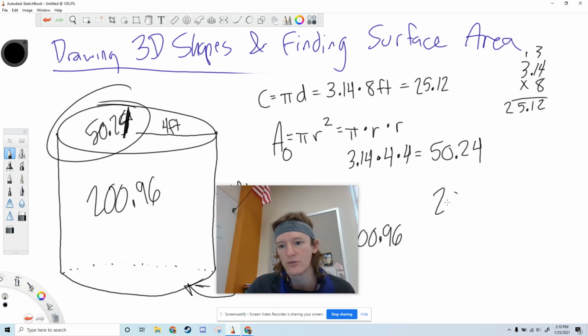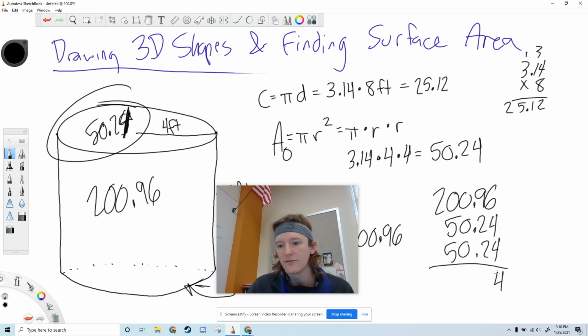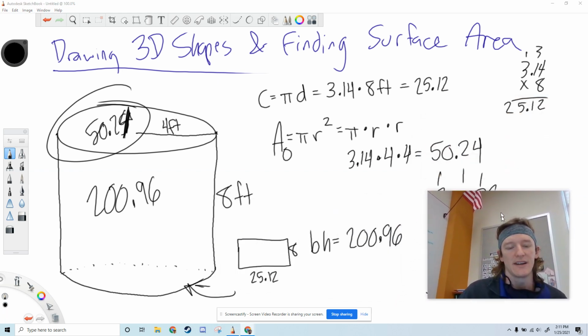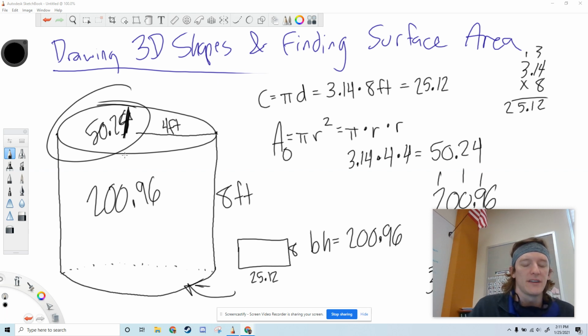So let's add those up. We've got 200.96 and two circles that are 50.24. And I'm going to double check because I did this super quick. 200.96 plus 50.24 plus 50.24, 301.44 feet squared. For your cylinders that you might have on your homework, they're not going to be this crazy.